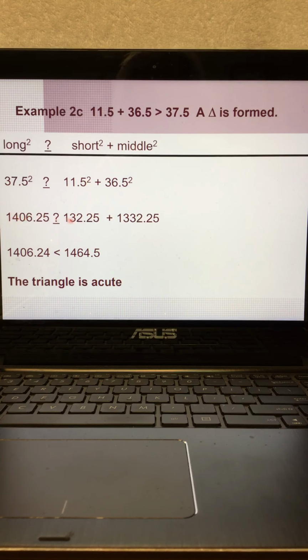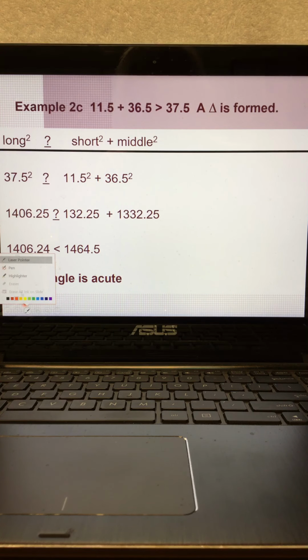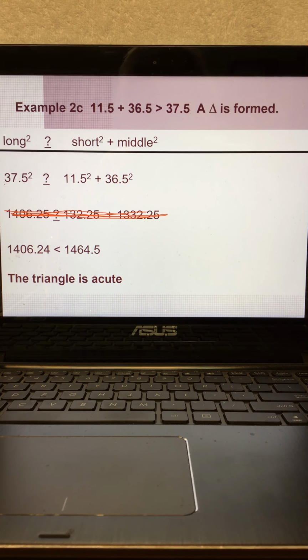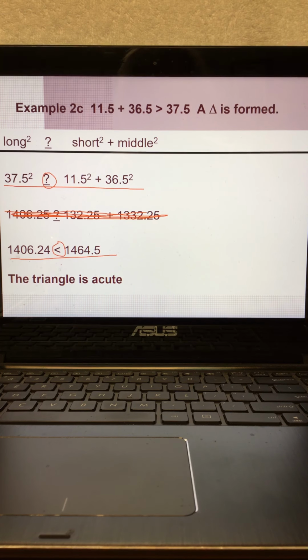Now remember, this is the step that I said I did not have to see. I do not necessarily have to see this step right here. I just put it in there so we would all be on the same page. I have to see where you plug them in. I have to see the result. You replace this question mark with a less than. I need to see what sign you're replacing it with. And since that's a less than, if you look back on your chart, less than turns into an acute triangle.